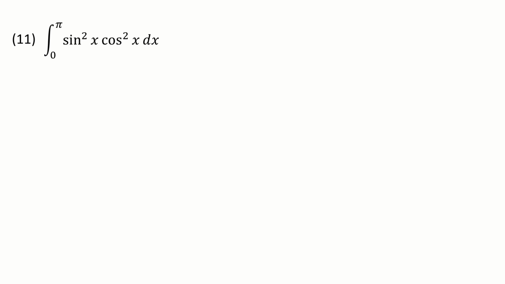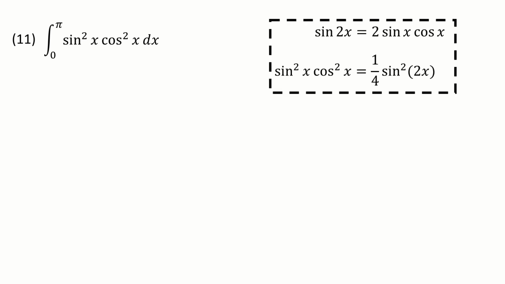We have this sine square multiplied by cosine square in this integral, and we try to simplify it first. So we use the double angle formula for the sine function. Here sine 2x equals 2 times sine x cosine x. Then we square both sides. So we got sine square cosine square equals 1 over 4 multiplied by sine 2x square. Next, we replace the sine square cosine square by the right hand side.